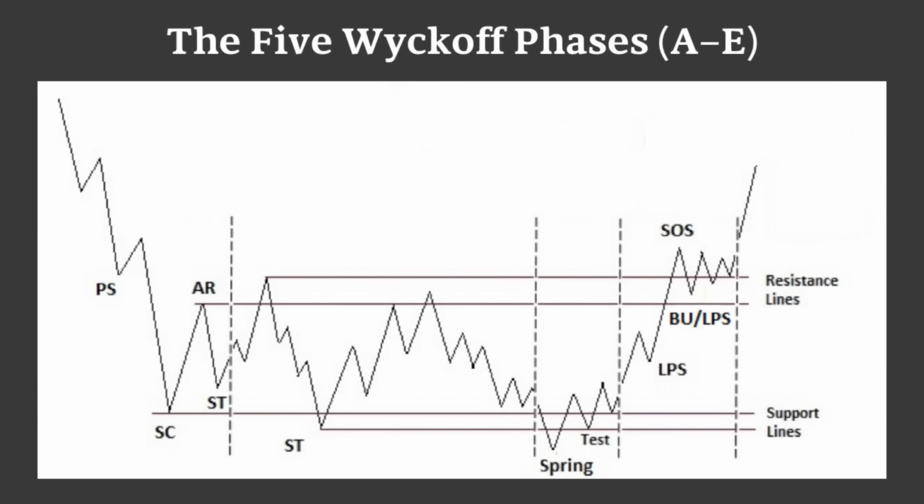Wyckoff went one step further and broke down how accumulation actually unfolds on a price chart, step by step, in 5 distinct phases. Phase A is where the downtrend finally loses strength. Selling pressure starts to dry up, volume decreases, and prices stop making new lows. This is the first hint that demand is quietly returning.